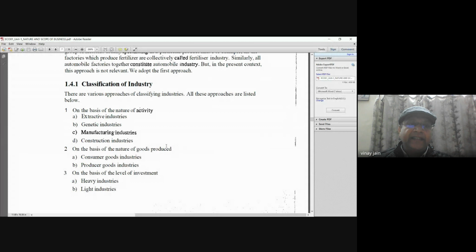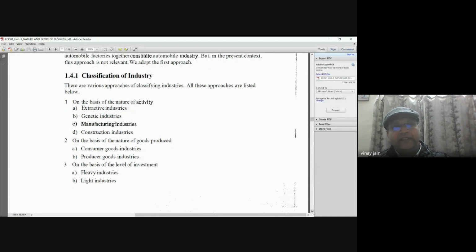And guys, second is on the basis of the nature of goods produced. You have consumer goods industry, producer goods industry. The third basis is the level of investment: heavy industry, light industry. So these are the classifications, guys, and there are intersections also. I'll make you understand. First of all, just try to understand about these bases.